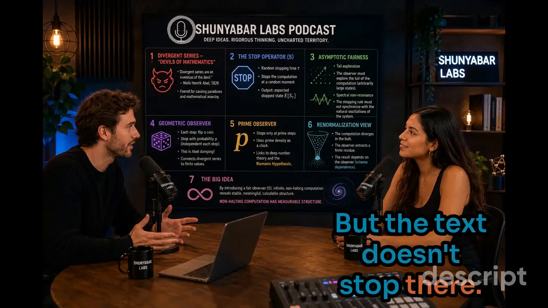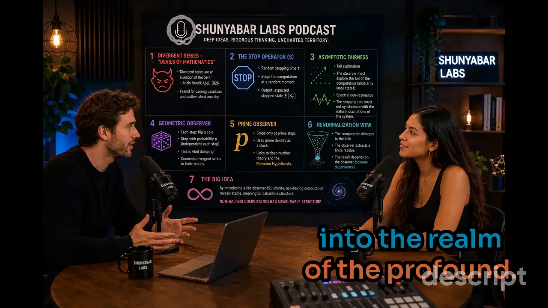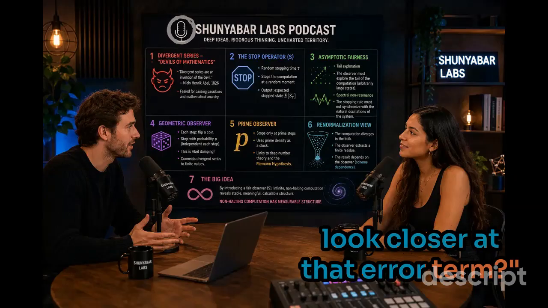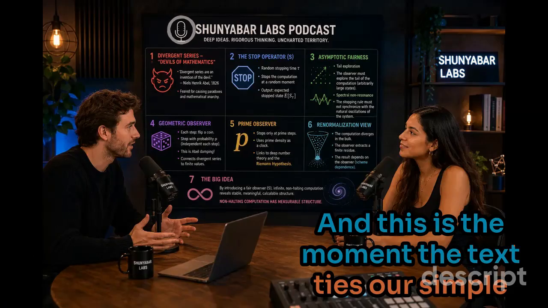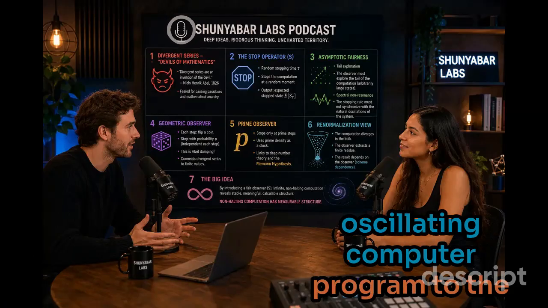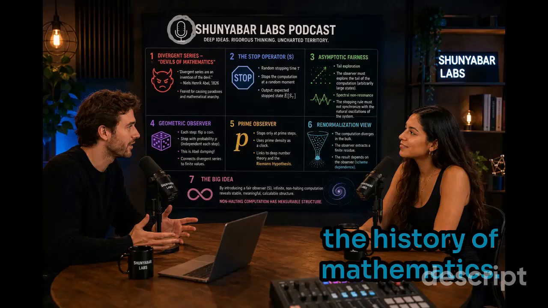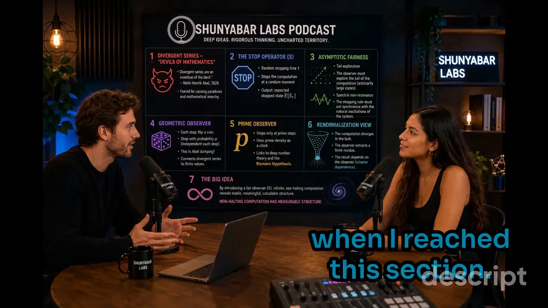But the text doesn't stop there. It asks a question that pushes this entire framework into the realm of the profound. It asks, what happens if we look closer at that error term? What if we want a sharper measurement of the primes? And this is the moment the text ties our simple, oscillating computer program to the most famous, elusive, unsolved problem in the history of mathematics. The Riemann hypothesis. I practically jumped out of my chair when I reached this section.